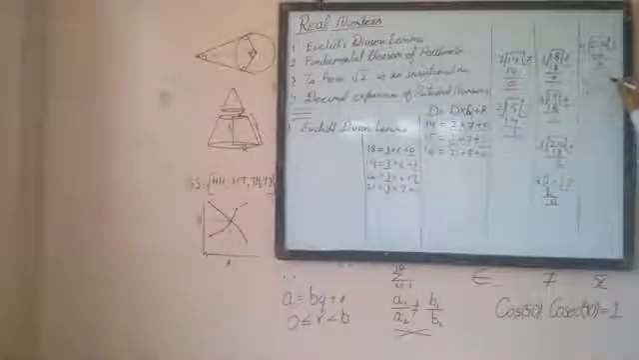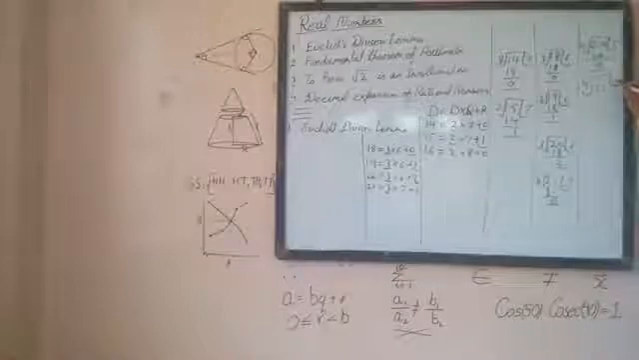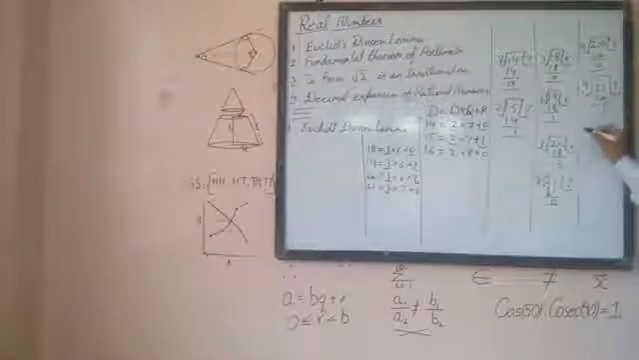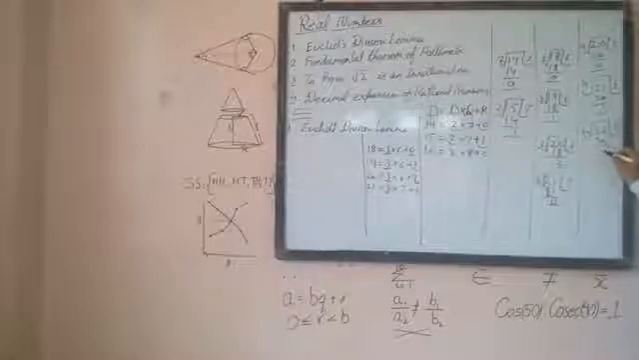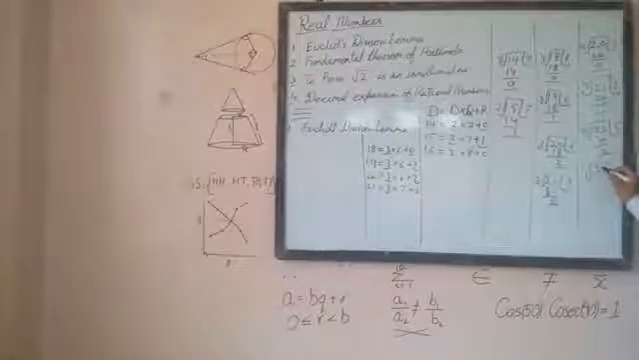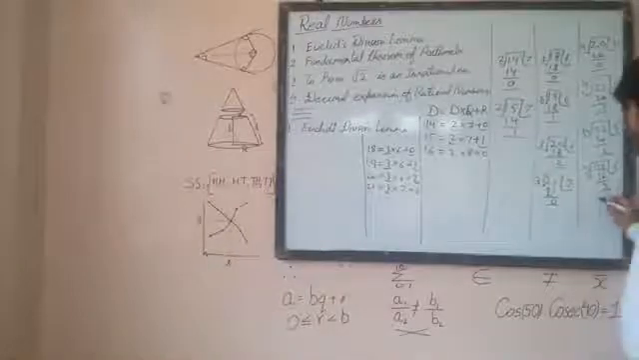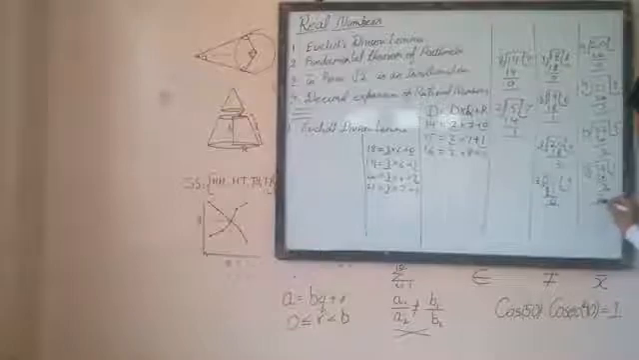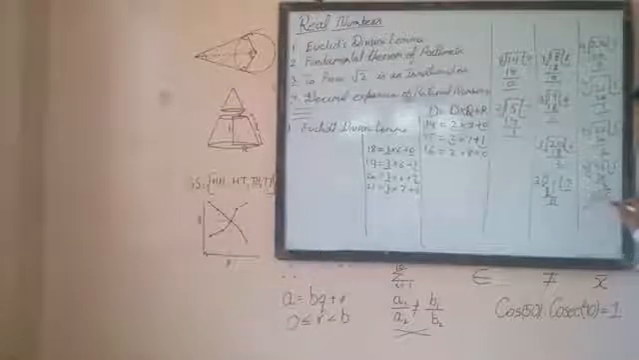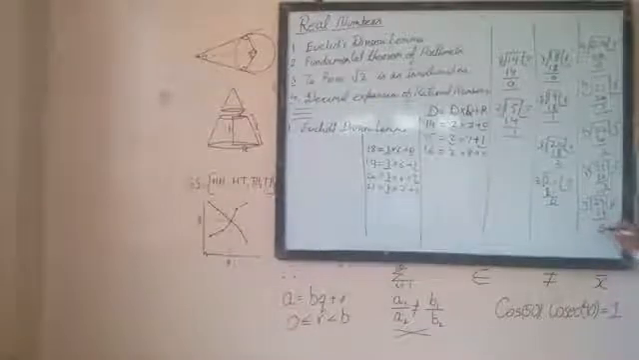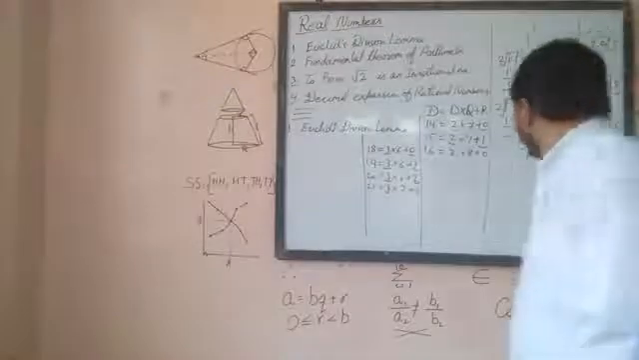If our dividend is 21, 4 5s are 20, remainder is 1. 22, 4 5s are 20, remainder is 2. 23, 4 5s are 20, remainder is 3. Then again, if our dividend changes to 24, 4 6s are 24, remainder is 0.